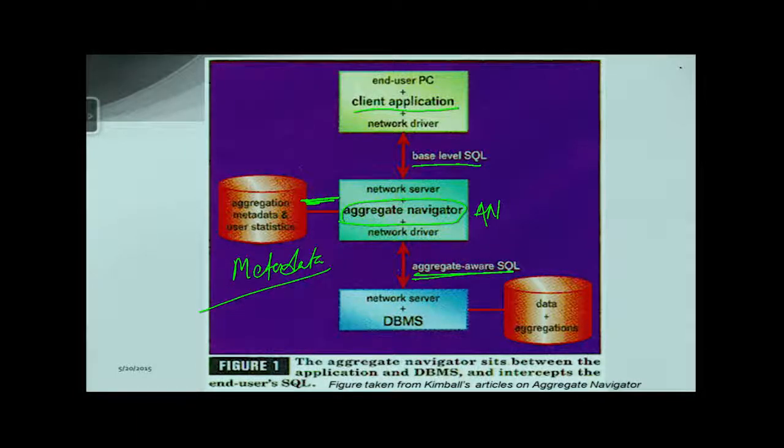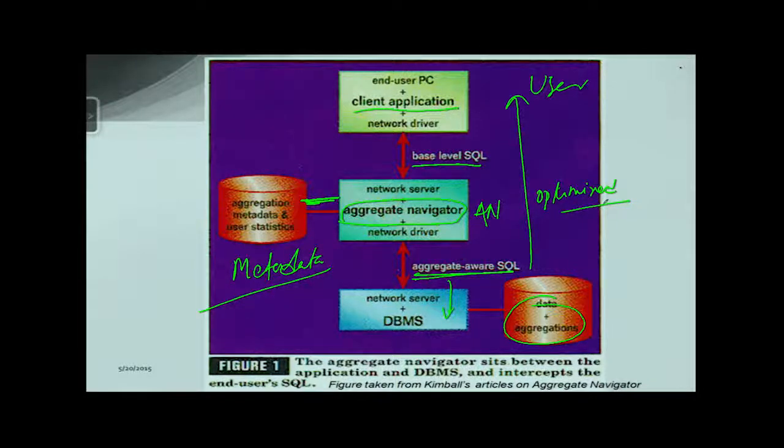And how does it do that? Suppose you issue an SQL query. It will see what kind of fields are being used in the where clause and in the join conditions, and what kind of aggregates are being used. It parses that query and tries to see if there is an aggregate which can help in answering that query. Then this aggregate aware SQL is submitted to the DBMS, which goes to the database and returns the answer to the user. By doing this, it has optimized the query. So this is what happens with the aggregate navigator.